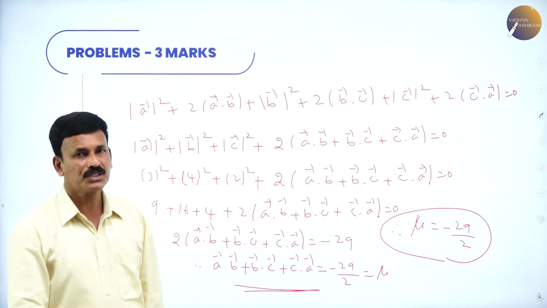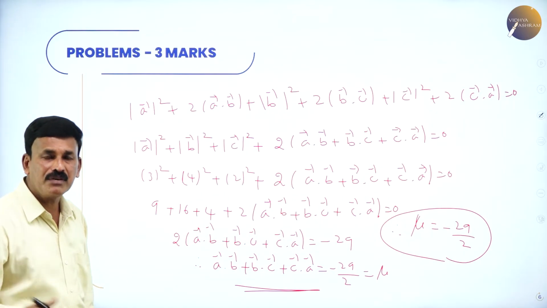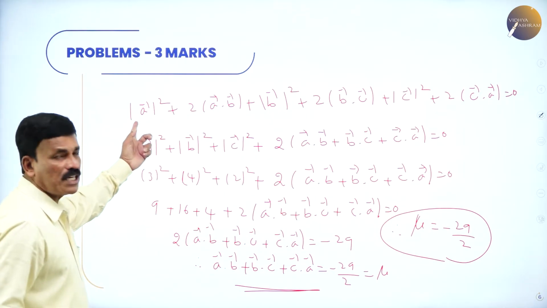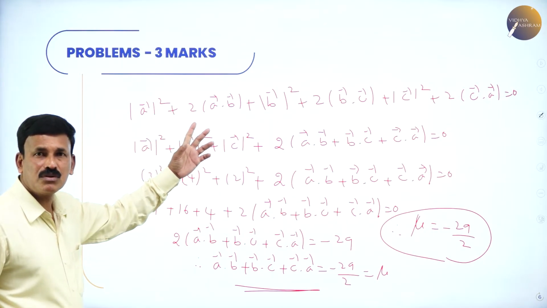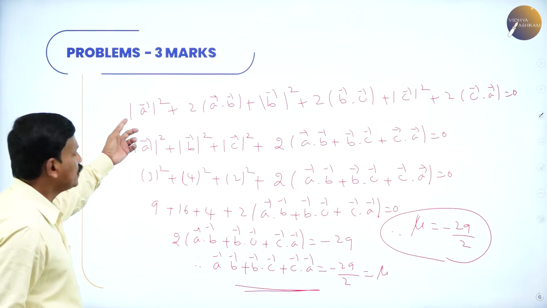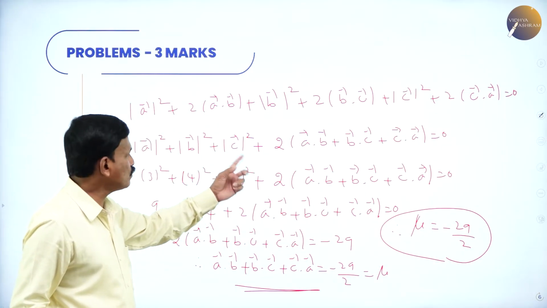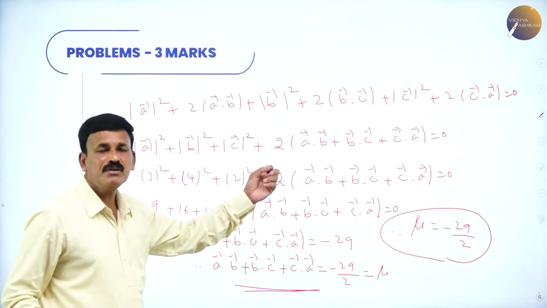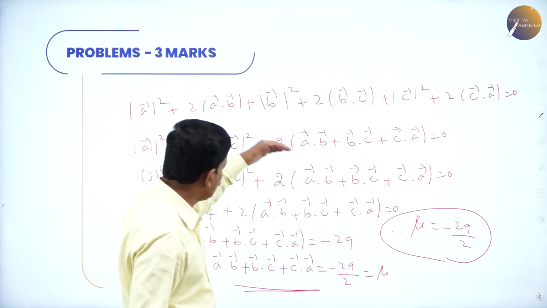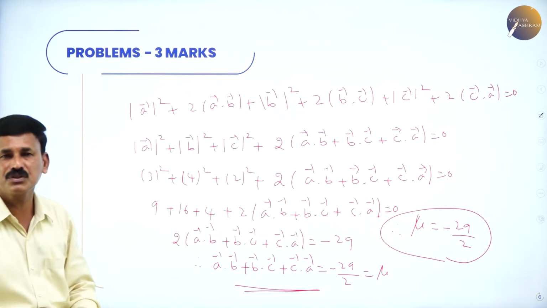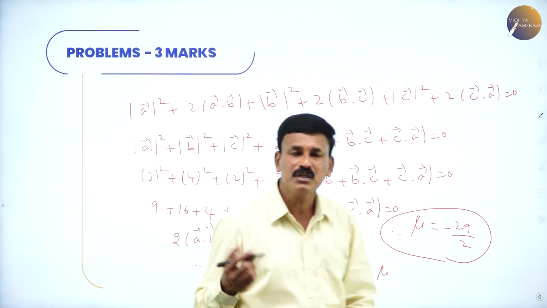Alright. So here, if you know the formula for A plus B plus C whole square, vector A plus vector B plus vector C whole square can be written as the length of vector A square plus length of vector B square plus length of vector C square plus 2 times A dot B plus vector B dot C plus vector C dot A, which is equal to 0. If you want, you can start from here itself. If you are familiar with the formula, you can do that. Otherwise, simplify the formula and substitute it.